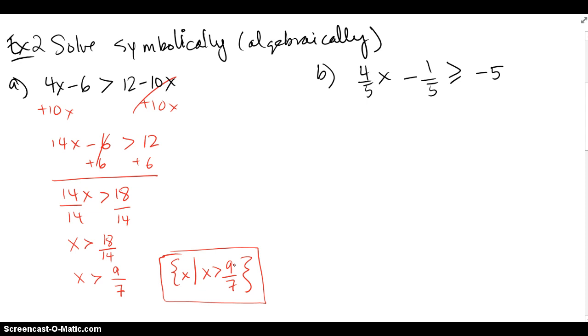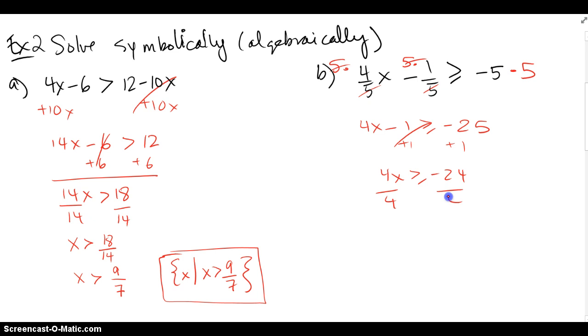Part B, I see some fractions, so I'm going to go ahead and multiply each chunk by 5 to get rid of that fraction. The fraction is greater or equal to -25. And since I multiplied by a positive number, I don't have to flip the inequality. I'm going to add 1, we got 4x greater or equal to -24. Divide by 4, and again, I don't have to flip the inequality because I divided by a positive number. So our solution is x such that x is greater or equal to -6.